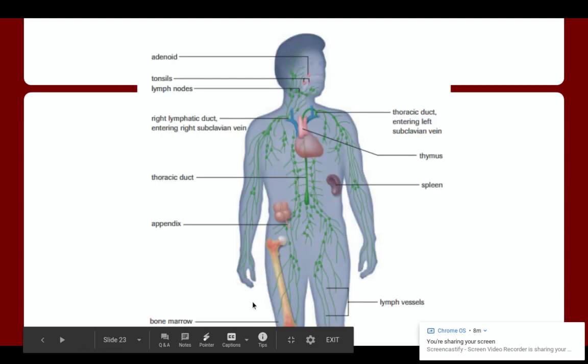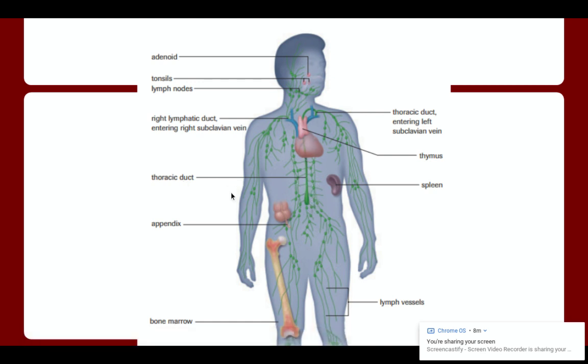Here's a picture showing our lymphatic system. It has these different vessels. Here's our spleen, our appendix, the bone marrow in our long bones, and then these are the lymph vessels. The thoracic duct is the middle collection site of our lymph. And we have different lymph nodes throughout our body.